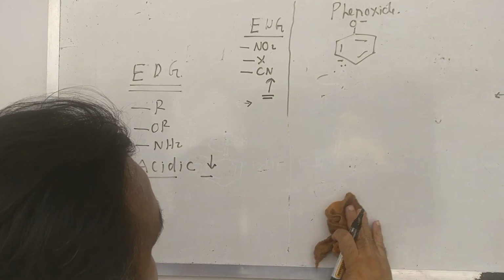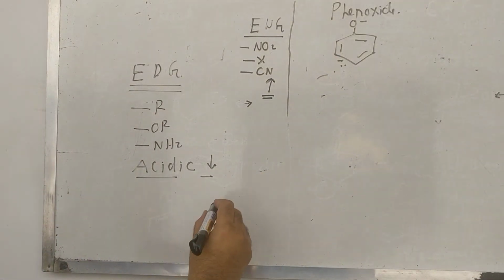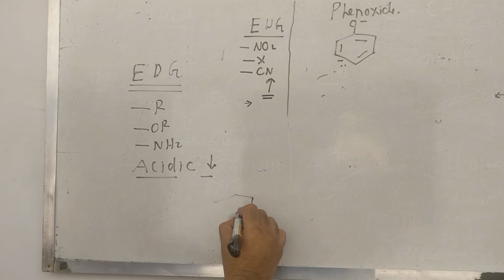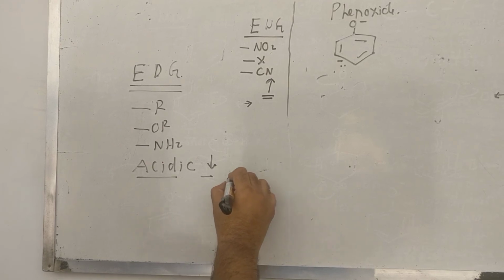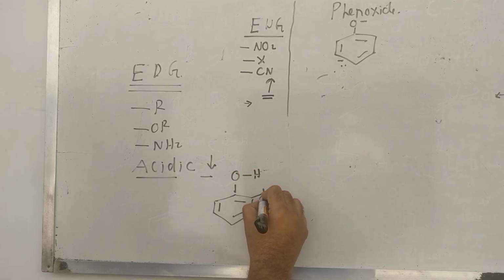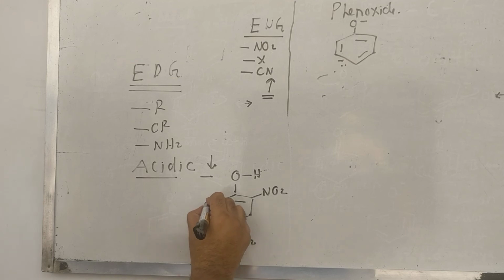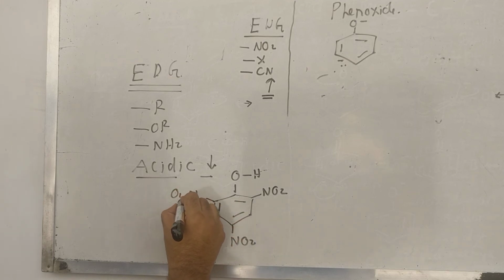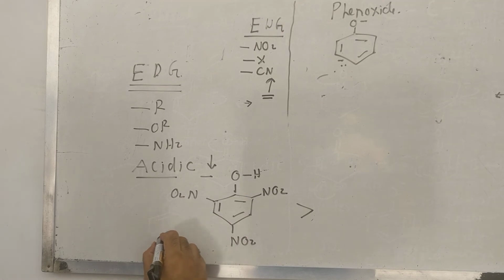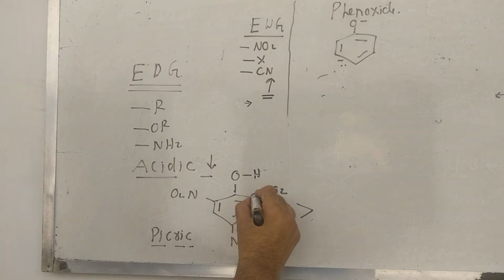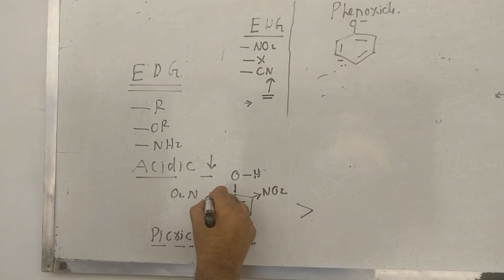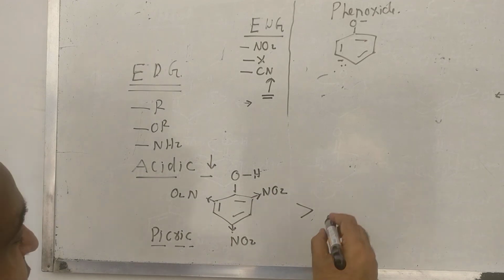Now let me show you the effect of all these groups. Suppose you have this molecule. This is called picric acid, 2,4,6-trinitrophenol. This is going to be very, very acidic. It is as strong an acid as HCl or sulfuric acid, comparable to inorganic acids, because you can see it has 3 electron withdrawing groups.